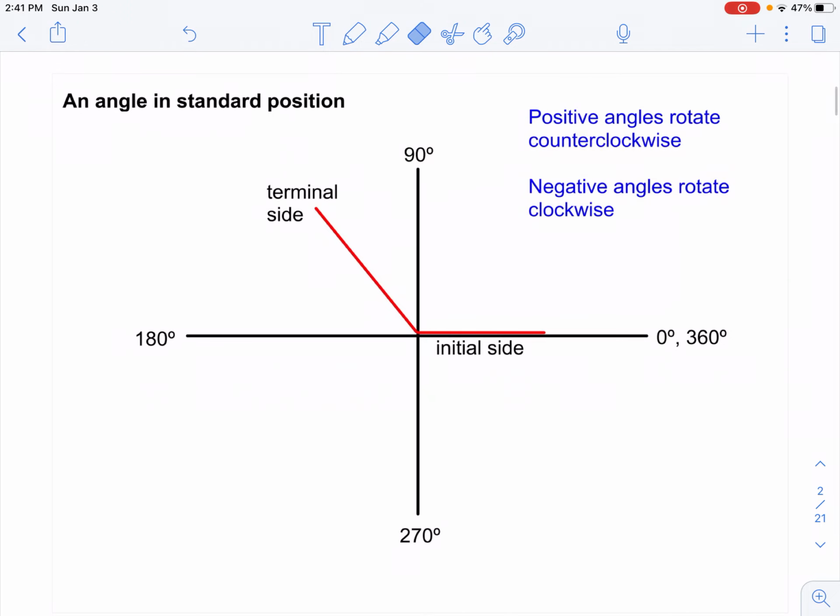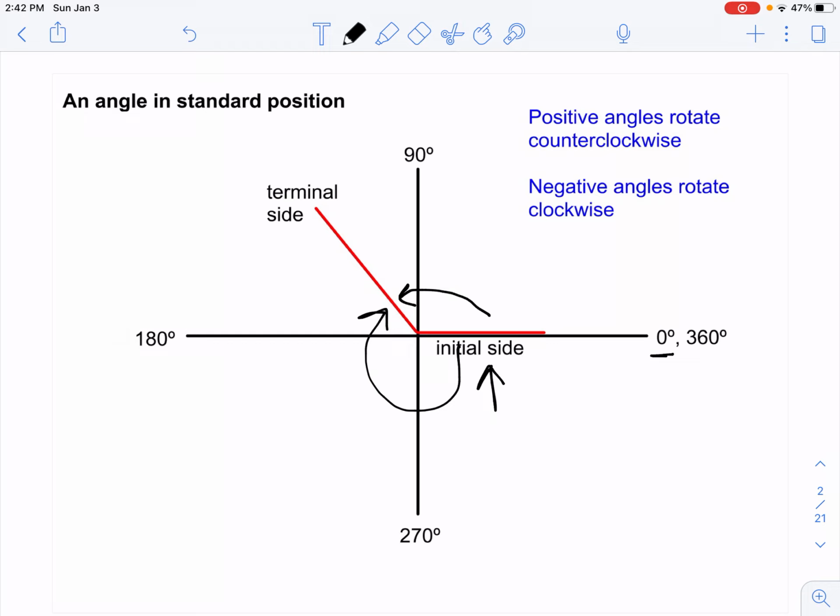An angle in standard position. So standard position means the initial side of the angle is on the x-axis at 0 degrees. And then it rotates counterclockwise, and the terminal side would be wherever it is after it rotated counterclockwise. This would be our angle in standard position. It's positive if it rotates counterclockwise, and I guess I can show the angle this way, would be a negative angle.